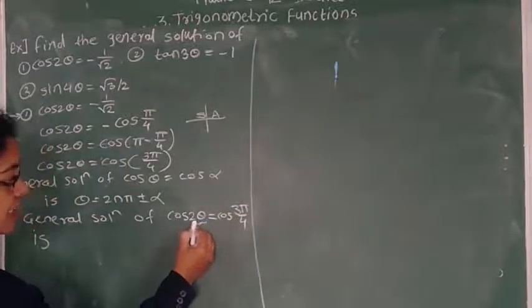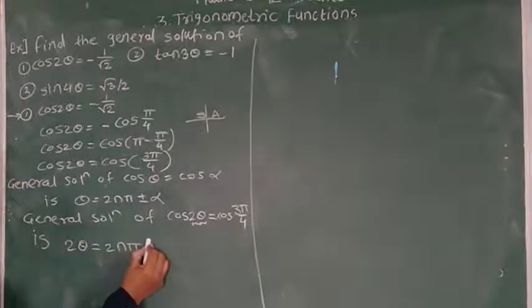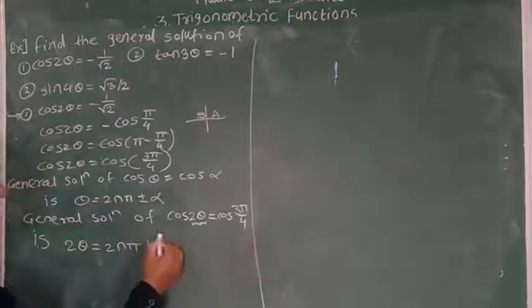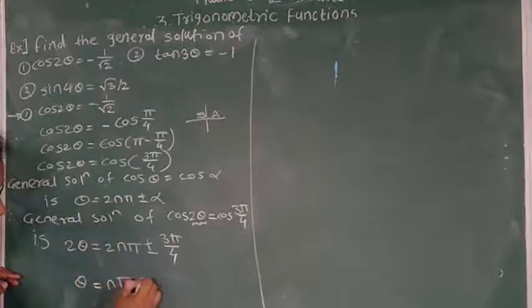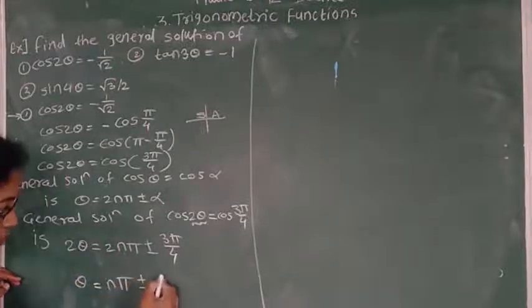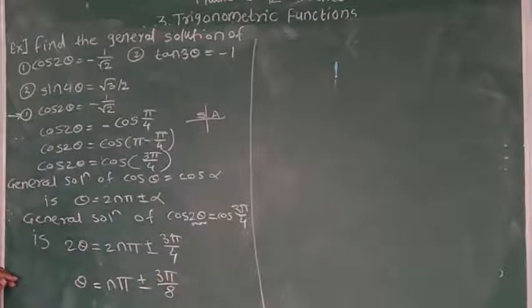2 theta is equal to 2n pi plus minus alpha, where alpha is 3 pi by 4. So therefore theta, we divide by 2. So theta is equal to n pi plus minus 3 pi by 8. OK, we divided each term by 2. Here theta came, here n pi came, and here dividing gives 3 pi by 8.